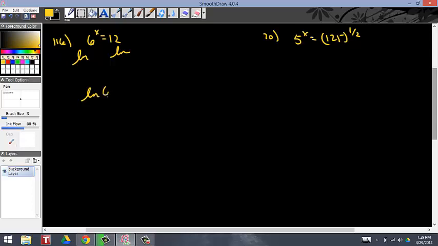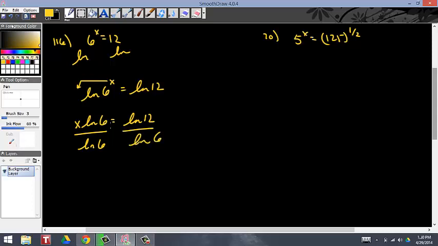So it's going to be ln of 6 to the x equals ln of 12. From here, the x is going to drop down. You get x ln 6 equals ln 12. And remember, what is the natural log of 6? Carter, what's the natural log of 6? A number. So you get x times a number equals another number. How do you get x by itself? You divide by the number. So x equals ln 12 over ln 6.